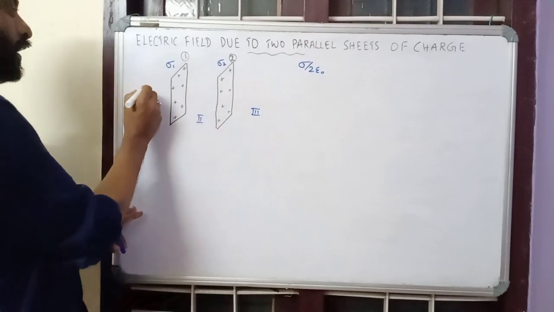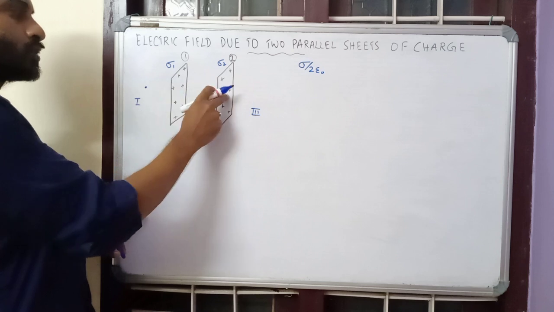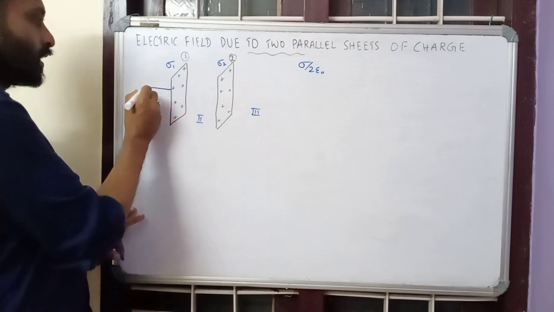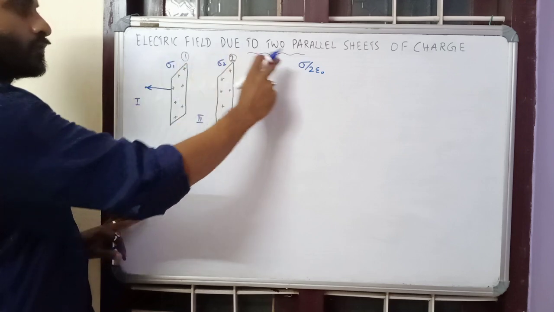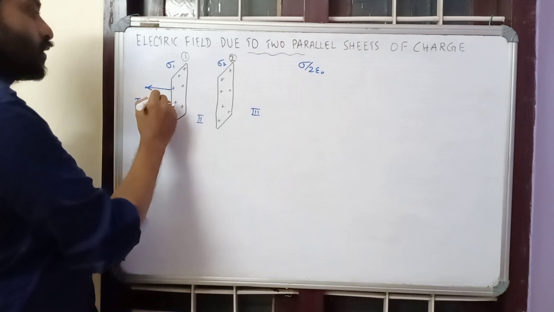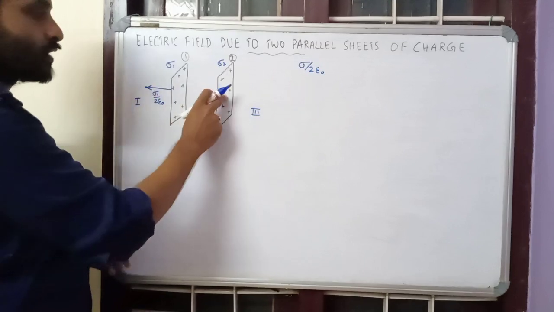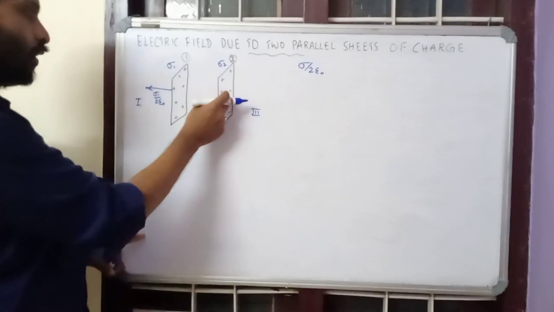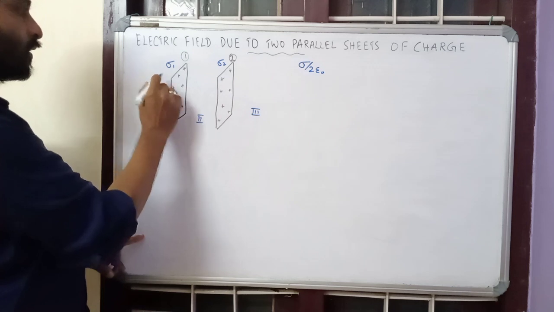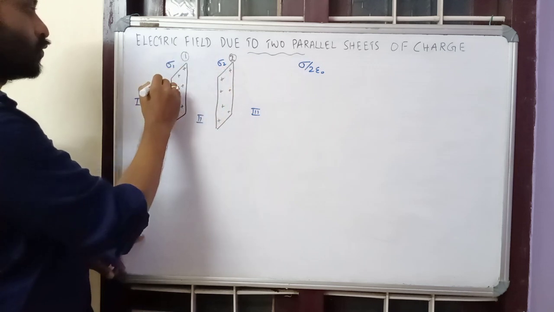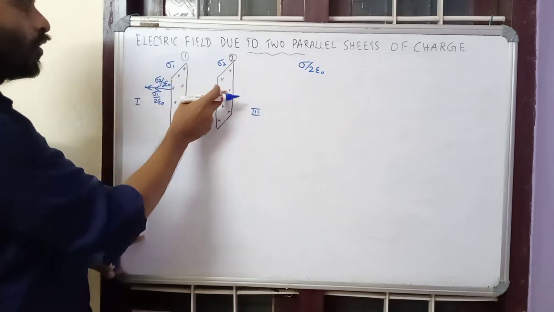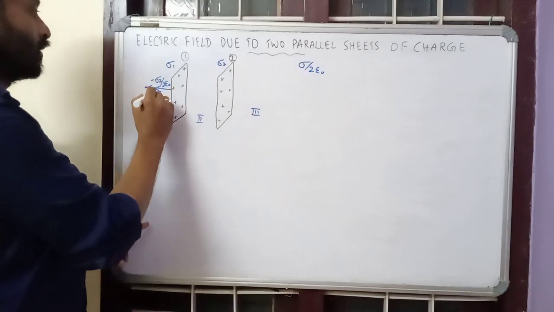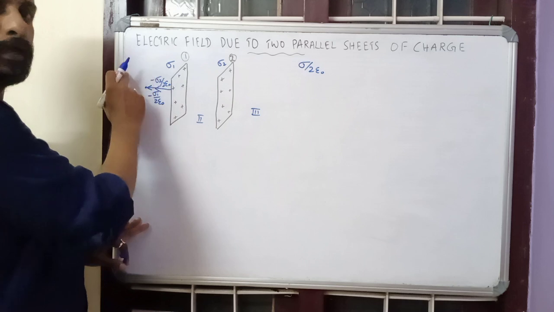Now I am going to choose a point here. I need to find the total intensity due to both the sheets at this point. This sheet will produce electric field at this point along this direction, and the value is sigma 1 by 2 epsilon 0. Also, this second sheet, kept very close, can produce electric field at this point towards this side. I will mark it with this vector, but the value is different: sigma 2 by 2 epsilon 0. Both fields are towards the left side, so we can apply sign convention and give a negative sign. Minus sigma 1 by 2 epsilon 0, minus sigma 2 by 2 epsilon 0.